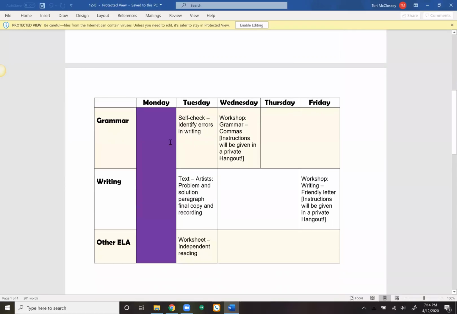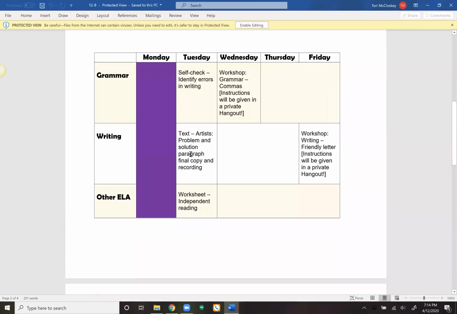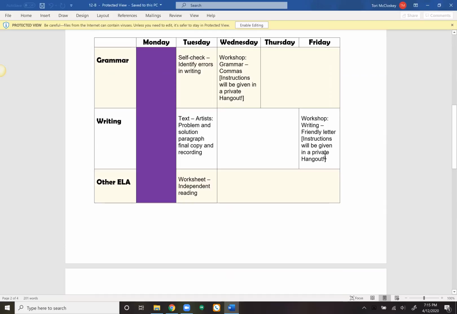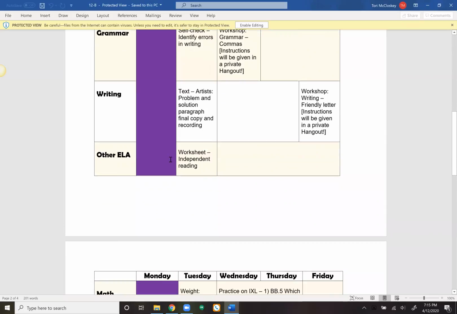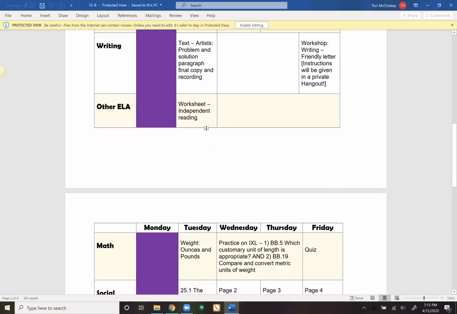Grammar. On Tuesday, you'll do your typical self-check, identify errors in writing. And then Wednesday is another example of a workshop. Writing, same thing. Tuesday, you're going to turn in your problem and solution paragraph, the final copy, and recording. I need both to give you full credit. So you have to type up your final copy and record yourself. And then Friday is a workshop. And after the workshop, there's something you'll turn in. Other ELA, just for Tuesday, your independent reading worksheet.